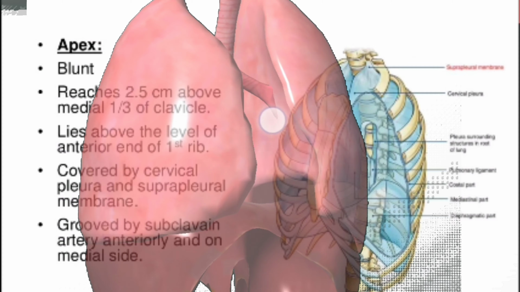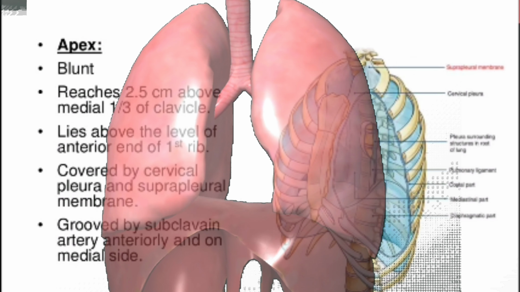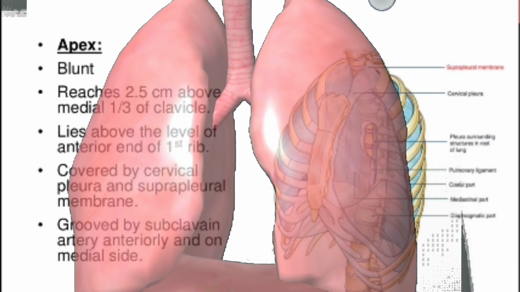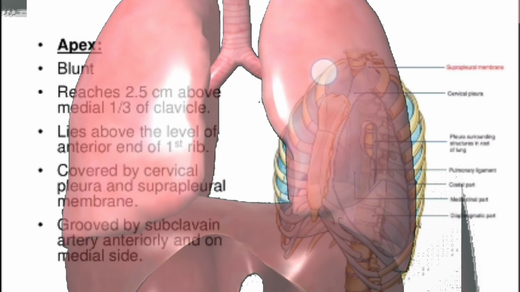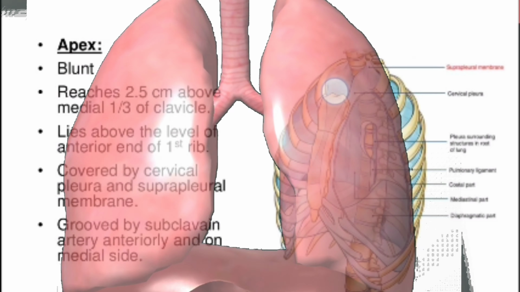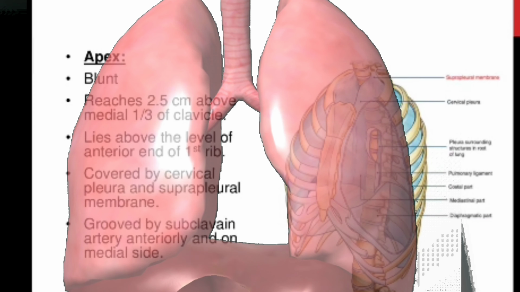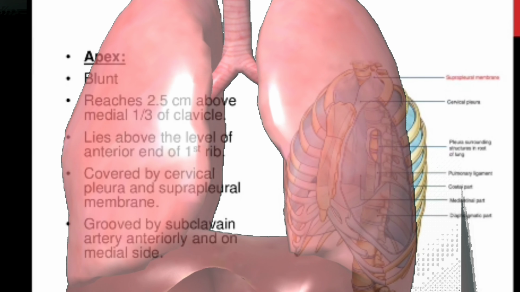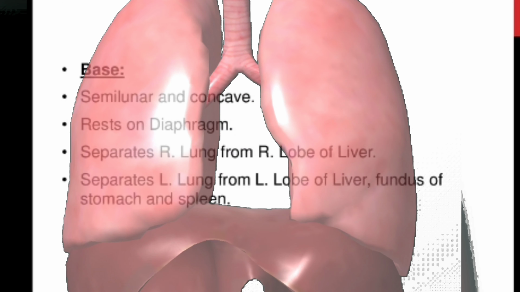Then how is the apex? The apex is blunt. It reaches 2.5 cm above the medial 1/3 of the clavicle. It lies above the level of the anterior end of the first rib. It is covered by cervical pleura and suprapleural membrane. It is grooved by the subclavian artery anteriorly and on the medial side.